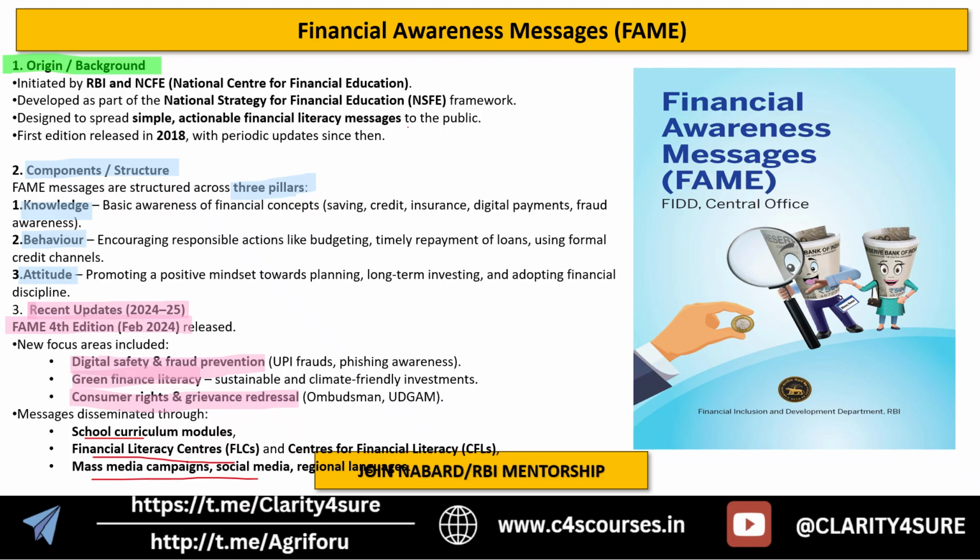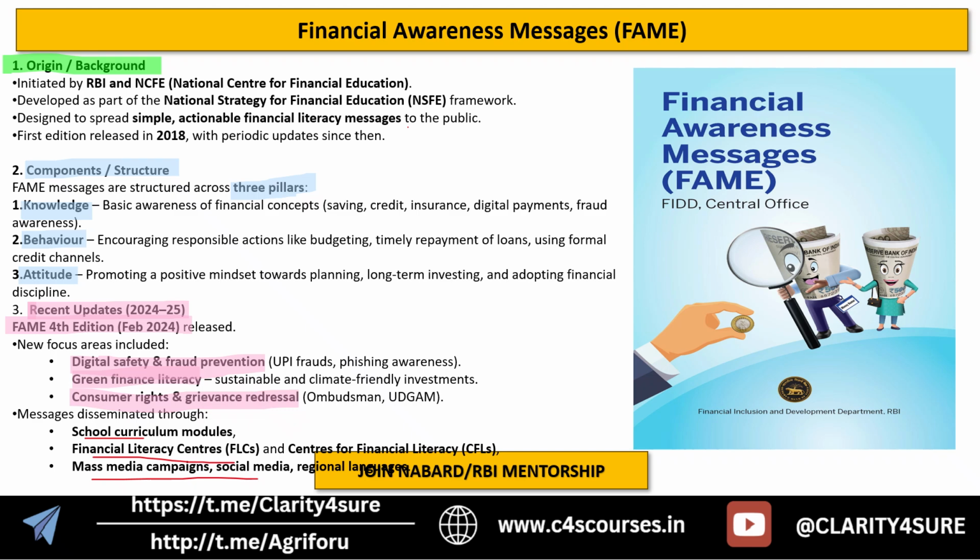Okay, and some recent updates, why this was in news and why this is important, because recently the fourth edition of this FAME was released. And what are the new focus areas? Digital safety and fraud prevention. Earlier there were these three pillars. Now they have added three more pillars: digital safety and fraud prevention, green finance literacy, consumer rights, and grievance addressal.